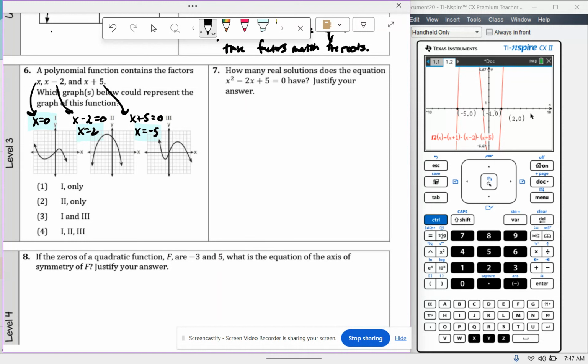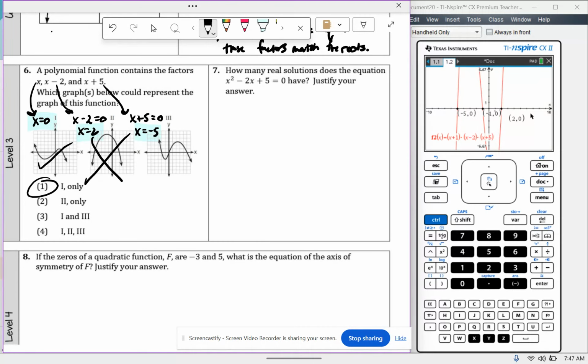Okay, so x equals 0, x equals 2, and x equals -5. So let's find the graph, first of all, that has 3 roots. That one doesn't. And we need one at 2, 0, and -5. Okay, it's 1 only.